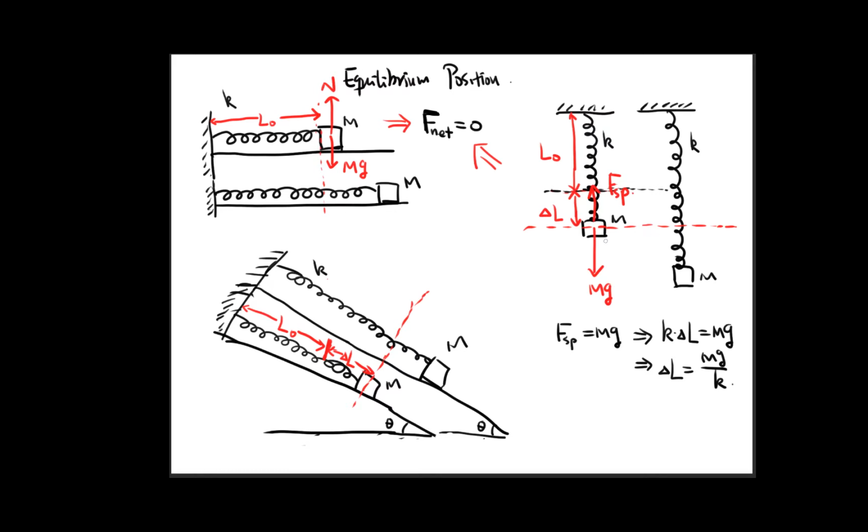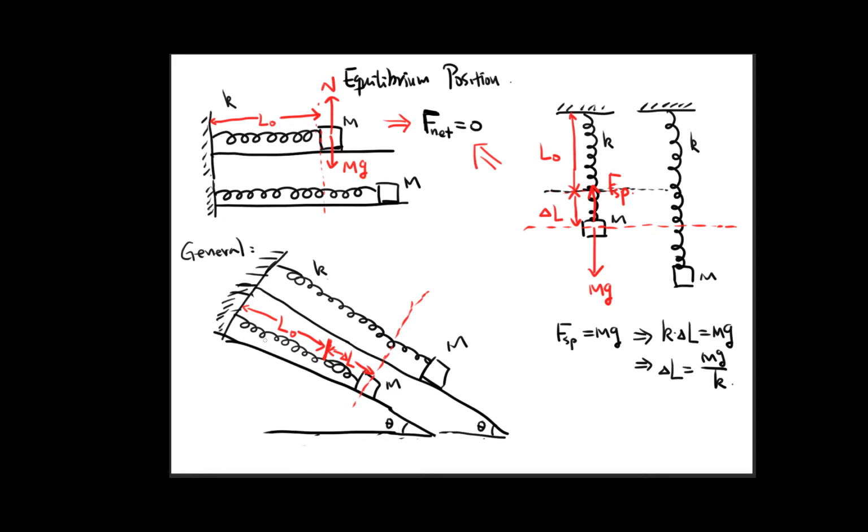Okay, so now if the object is pulled down by an additional amount, it will start doing oscillation. It's going to oscillate symmetrically along this equilibrium position, the red dashed line. So that's the vertical situation. Now let's look at a more general case, when the spring system is sitting on a slope that makes angle theta with the horizontal.